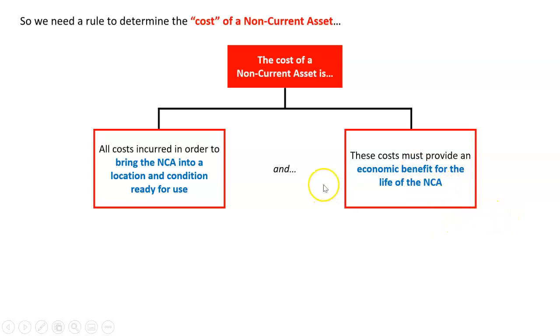So the cost of a non-current asset is anything that we're going to have to pay for or incur in order to get it ready to use in our business. So we've got the words location and condition, which are important there, and also ready for use. And just as importantly, it's got to last for the life of the non-current asset. It can't just be for one period or one month. It's got to be something that will last for the entire life of the non-current asset.